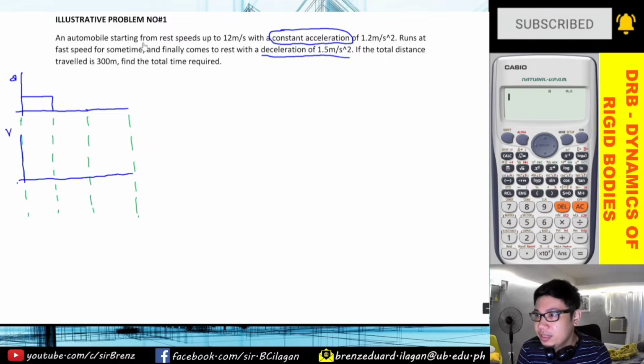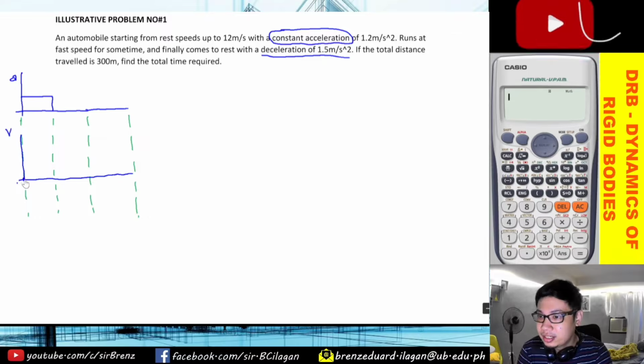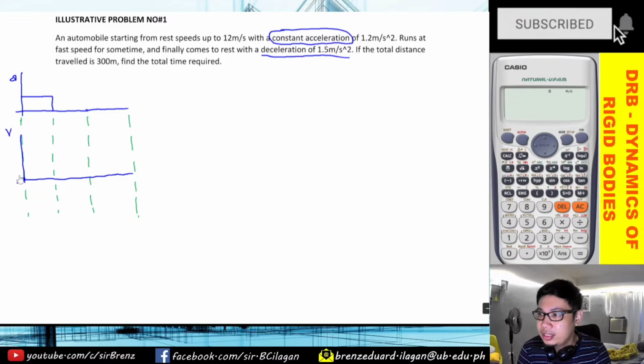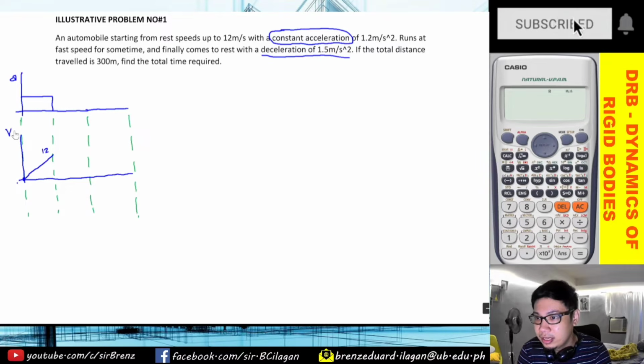An automobile starting from rest. Ibig sabihin, when you start at rest, the initial velocity at time 0 is 0 meter per second. So, speeds up to 12 meter per second. Coming from a zero degree, alam natin na magiging first degree curve siya, na ang value niya dito is 12. Hindi ko na isusulat yung meter per second, understood na natin na ganyan siya. Itong acceleration is meter per second squared.